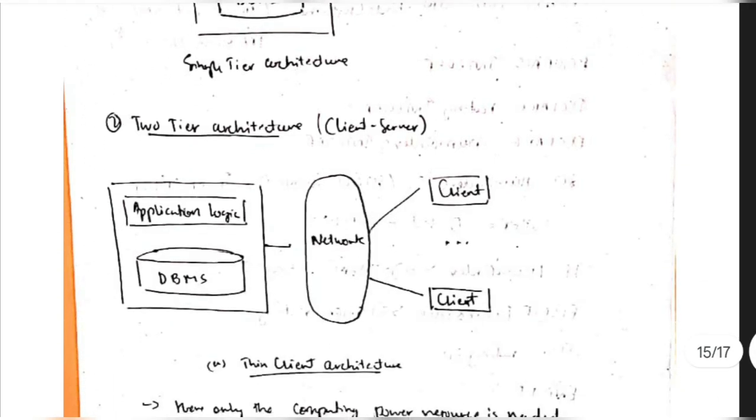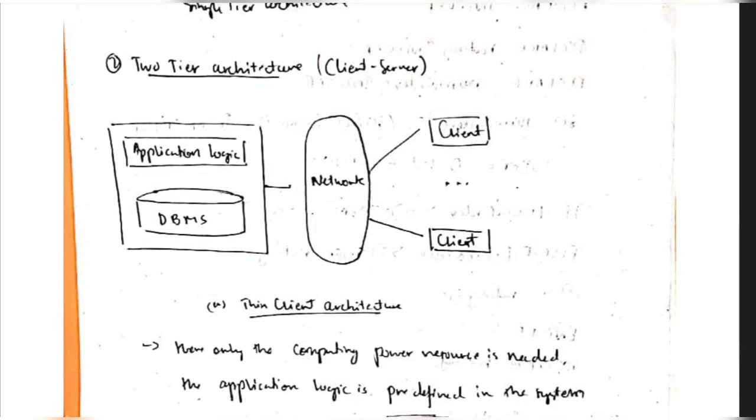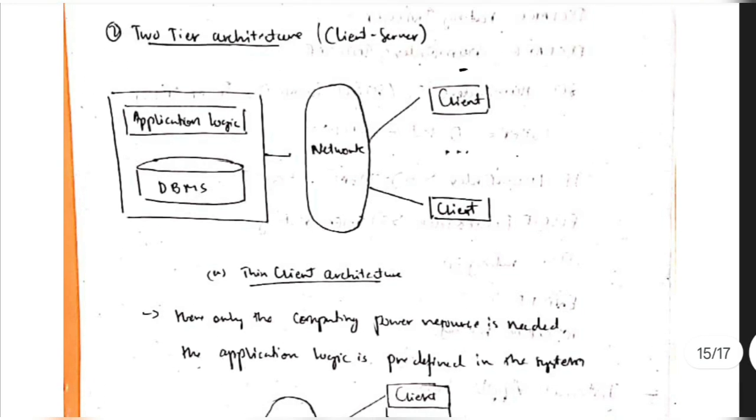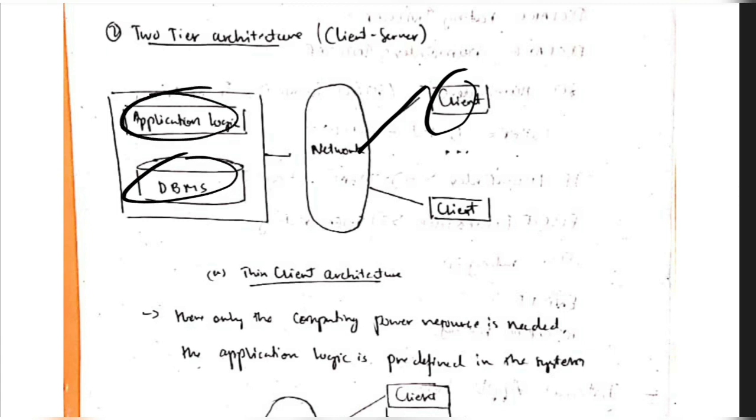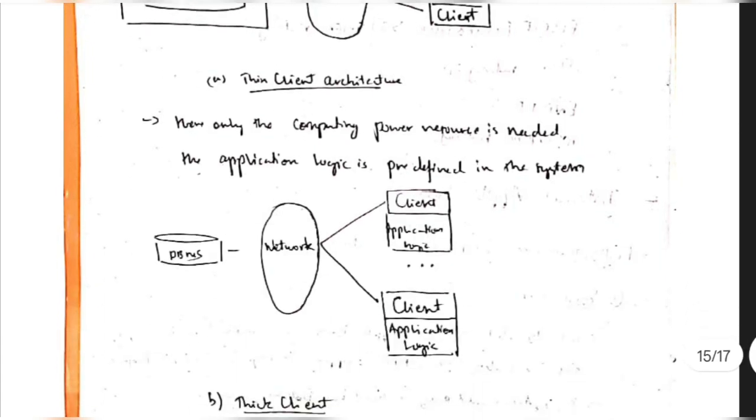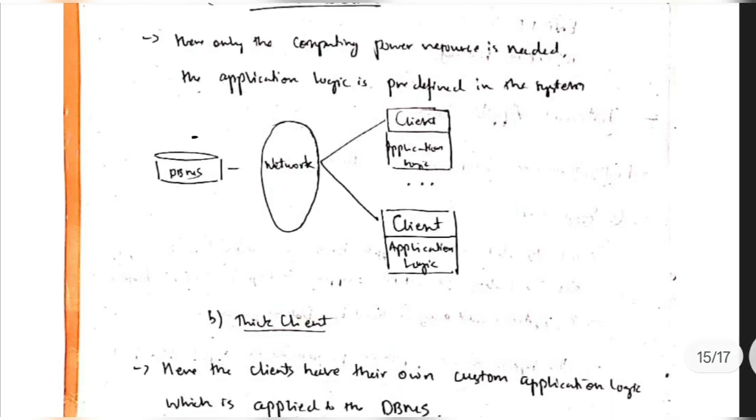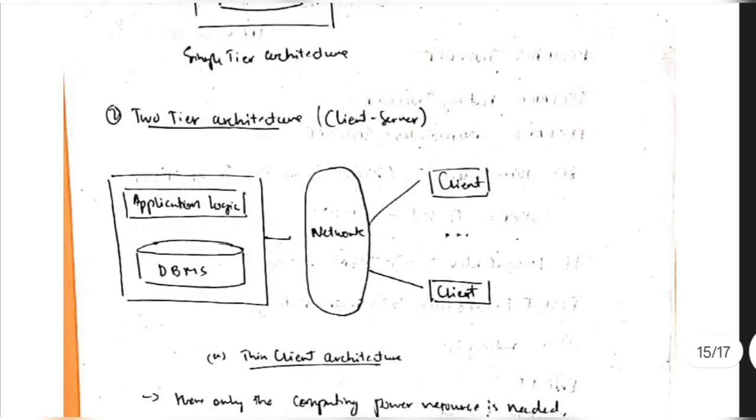In two-tier architecture, there are two types: the thin client and the thick client. In the thin client, the client comes and accesses the DBMS and the SQL queries defined initially. In the thick client, only the DBMS is here, and the client should come with their own defined SQL queries. That is the main difference. In the two-tier architecture, we have the client and server.